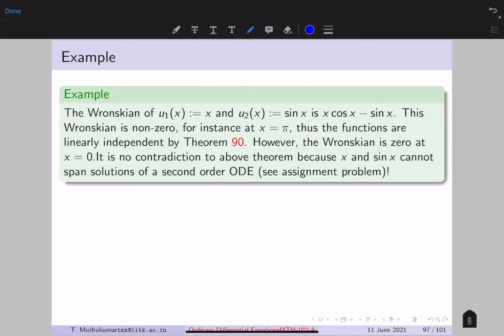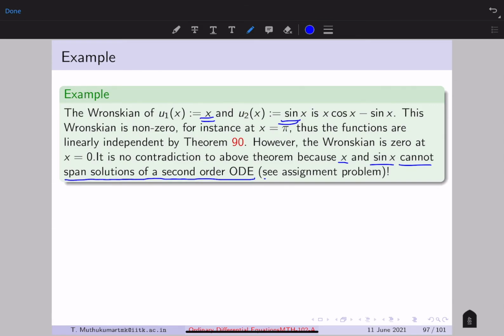No, it is not contradicting the previous theorem, because the previous theorem has an extra hypothesis that the two functions should be solutions of a differential equation, right? In this case, these two should be solutions of a second order linear homogeneous differential equation. That doesn't happen here. x and sine x cannot span solutions of a second order ODE.